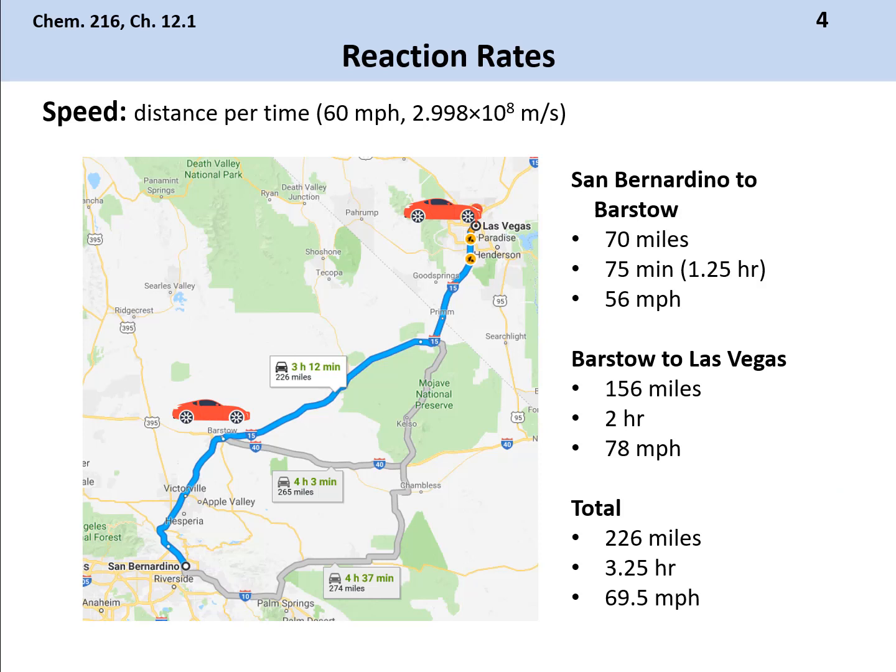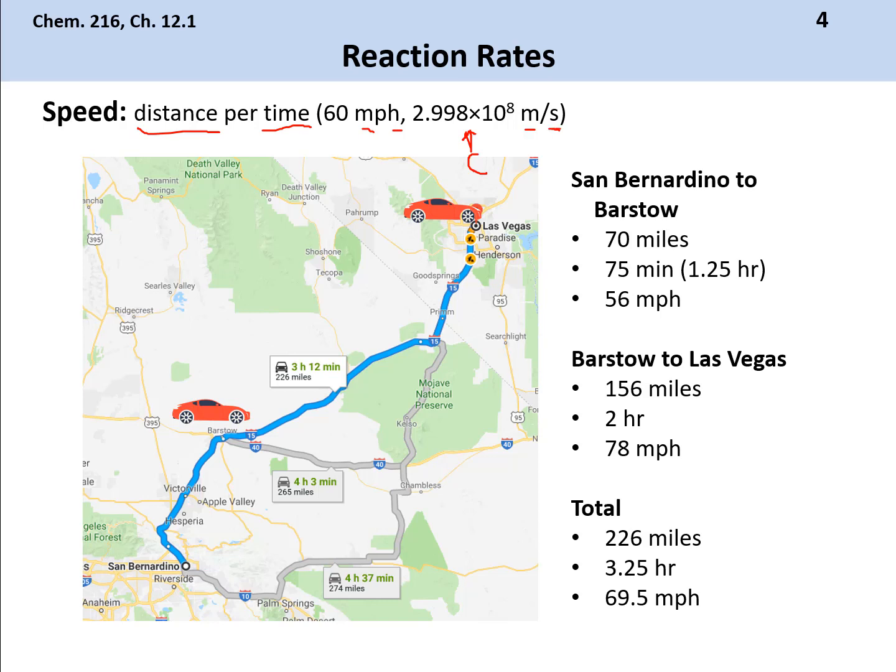Okay? So let's say I'm in San Bernardino, I want to get away, right? I can look at my speed, right? Let's say I go 60 miles per hour, right? This I could also say as meters per second, right? This is actually the speed of light, c, right? I can't drive that fast. Speed is always distance over unit time, right? So a distance here, miles, here it's meters. Here it's hours, here it's seconds, okay?